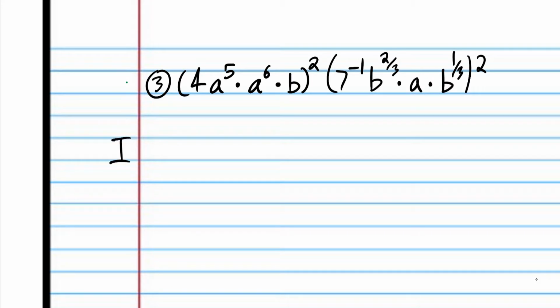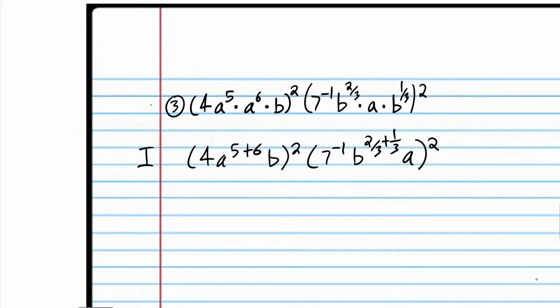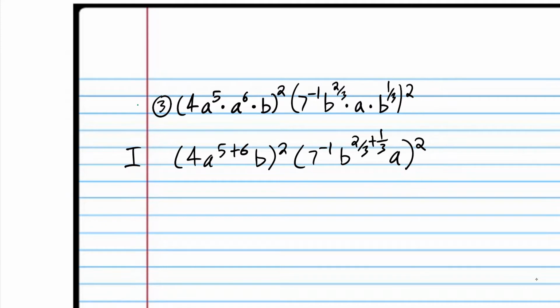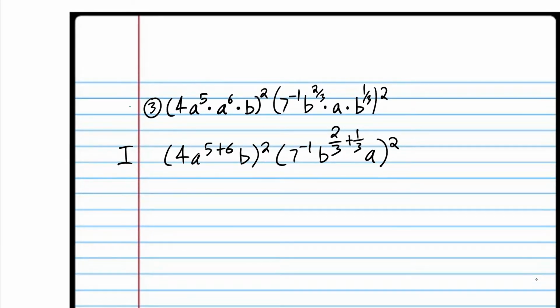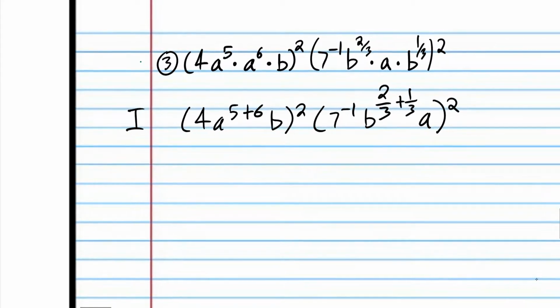I'm going to use rule number 1 first to combine those a's. Let's see, what else can we do? We're going to use rule number 1 to combine the b's also. So you have b to the 2/3 plus 1/3. And I guess you don't really need a dot there. You can put letters next to each other without dots. That's okay. That was kind of a messy fraction there. And let's double check everything, make sure we got everything written down correctly. Looks correct. So now let's simplify.